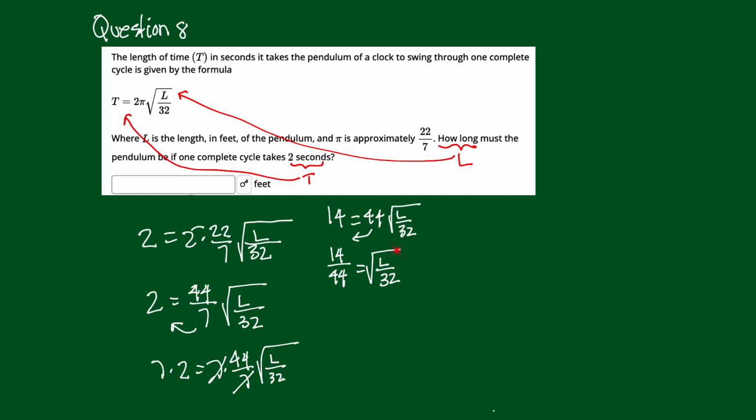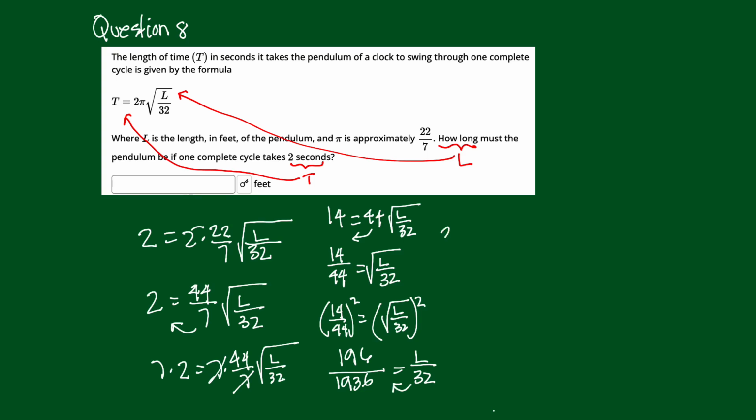And now I'm going to eliminate this radical, this square root, by squaring both sides. So I'm going to get 14 over 44 squared is equal to the quantity square root of L over 32 squared. Now you probably need your calculator for this. Go ahead and square 14. It's 196. Square 44 is 1936. Okay, so I squared the left side. When I square the right side, the radical comes off and I get L over 32.